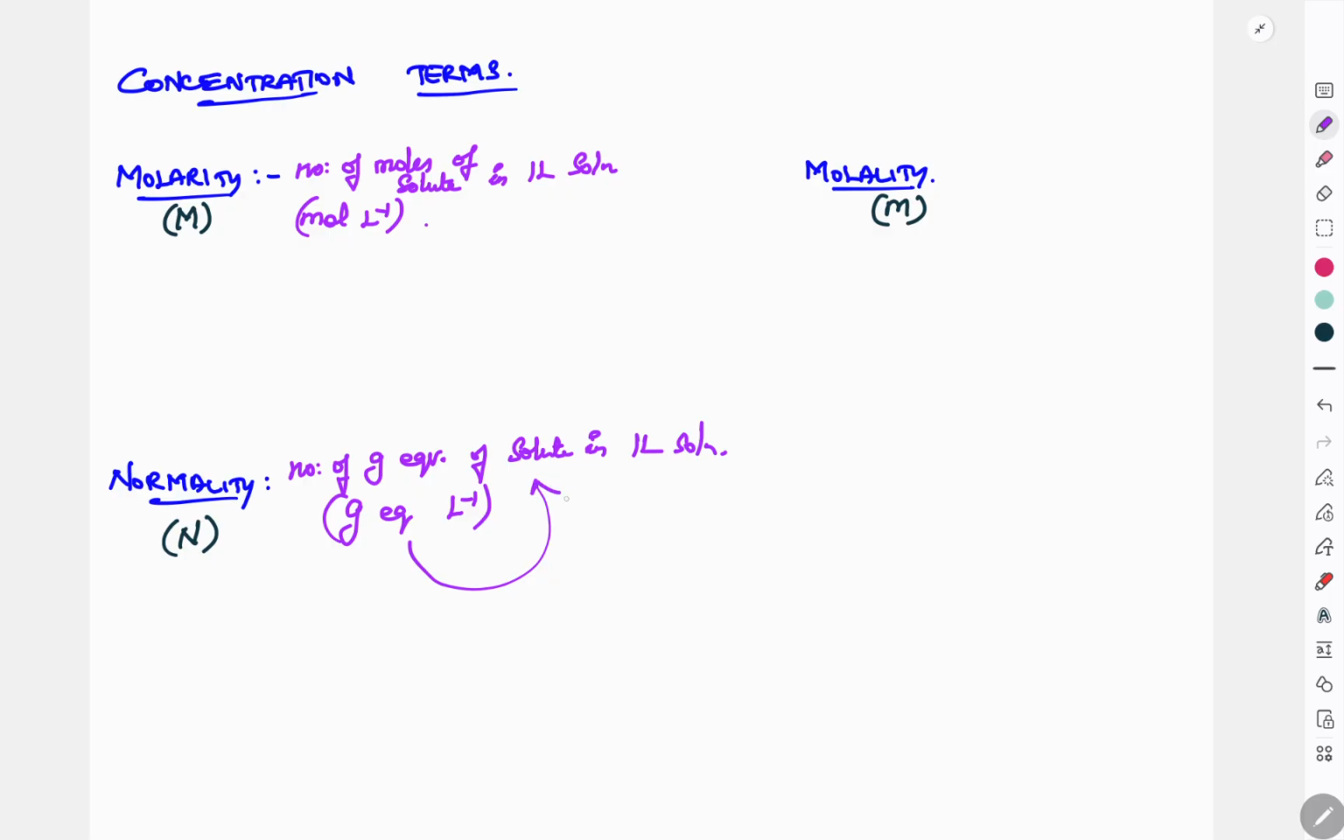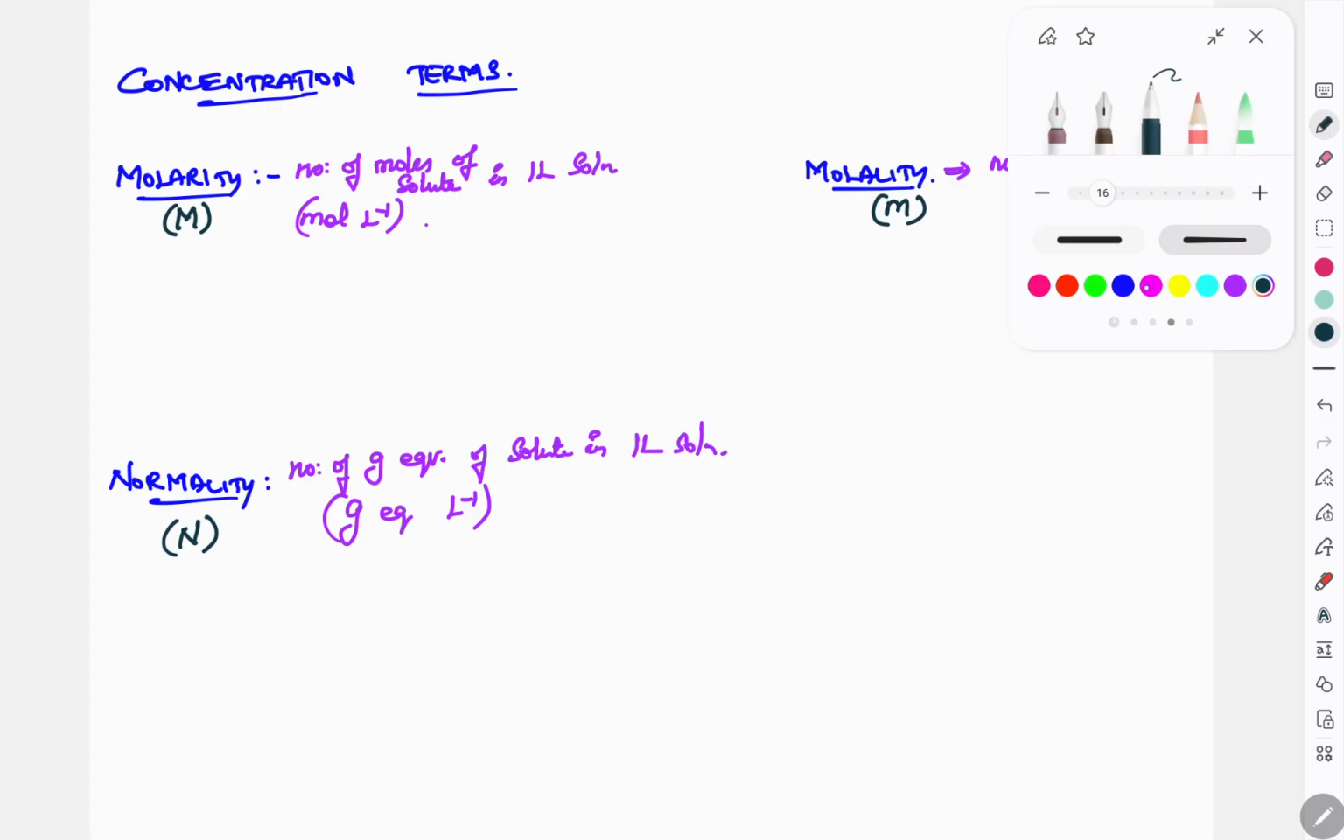This is the simple wording which is expanded like this. Sir, gram equivalents, I cannot understand. Don't worry, I will explain. Sir, what is molality? Small m. Number of moles of solute in 1 kilogram of solvent. This is very important here, okay? So the unit for this is moles per kilogram of solvent.